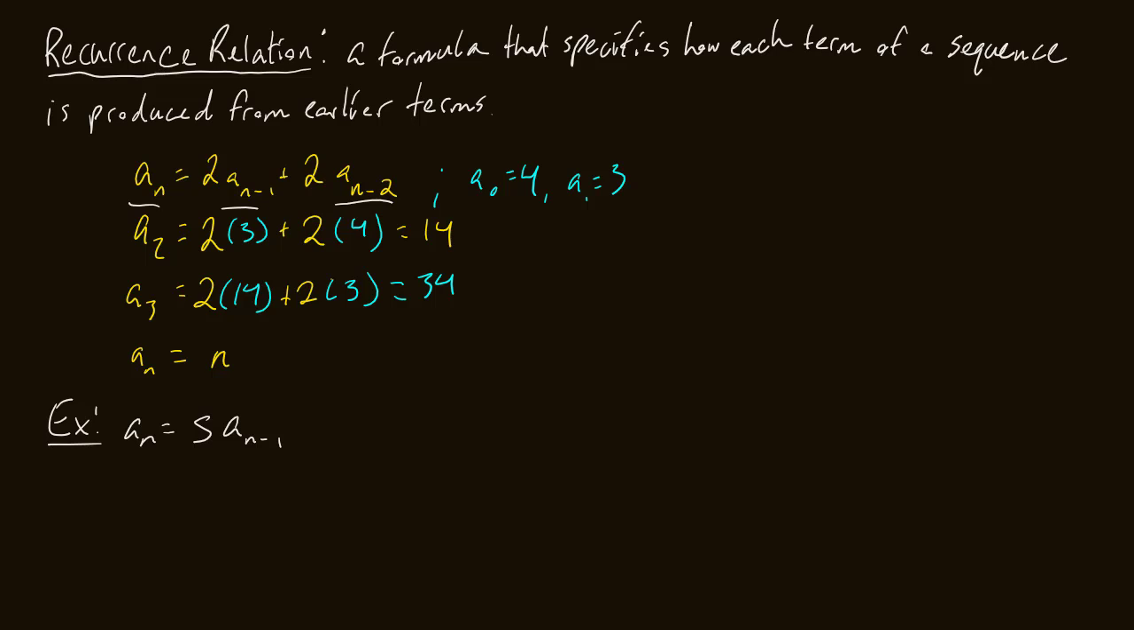So let's look at something. Let's say we have a sub 3. That's going to be equal to s times a sub 2. A sub 2 is just equal to s times a sub 1. But a sub 1 is just s times a naught. And we can't go any lower than that. A naught is like our base case, right?